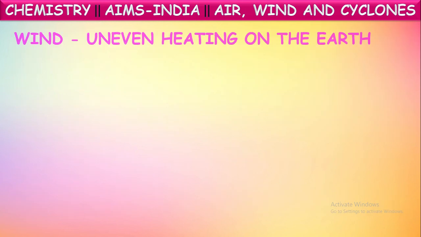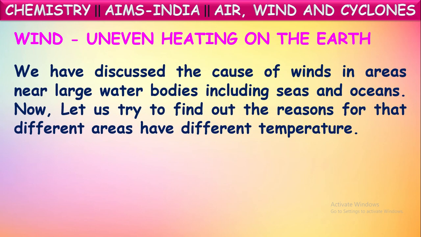Okay. Now let us see what is the effect of this uneven heating on the earth, how winds are created from the uneven heating on the earth. We have discussed the cause of winds in areas near the large water bodies, including seas and oceans, with the concepts of land breeze and sea breeze, isn't it? Now, let us try to find out the reasons for why different areas have different temperatures.